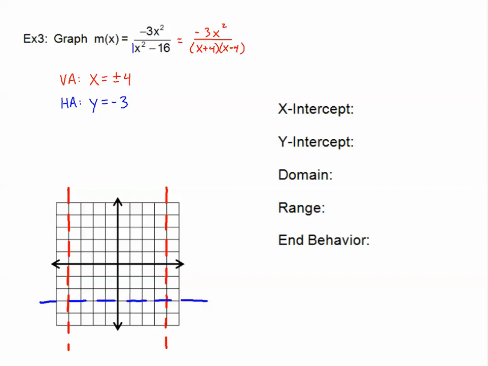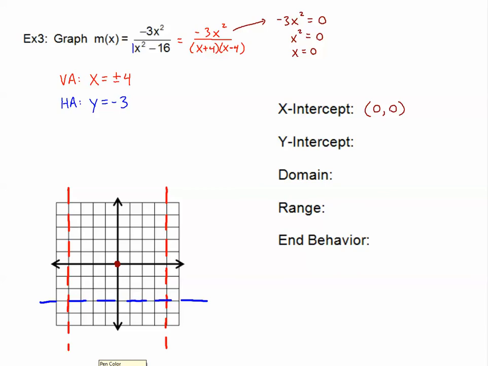Let's do X-intercept. X-intercept comes from the numerator. -3x² is going to be set equal to 0. And we solve this. Well, that's not too bad. If I divide by -3, I will have x² equals 0. And if x² equals 0, that means that x has to be 0. So it looks like 0, 0 is our x-intercept. So we're crossing at the origin.